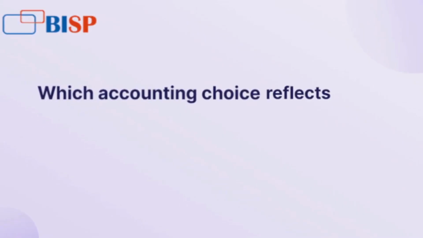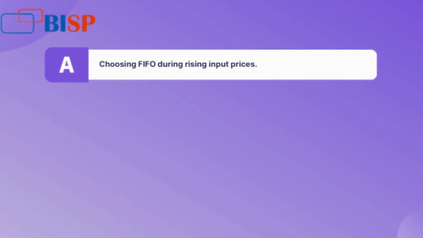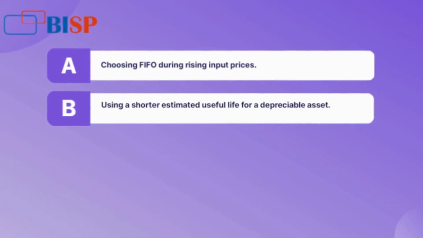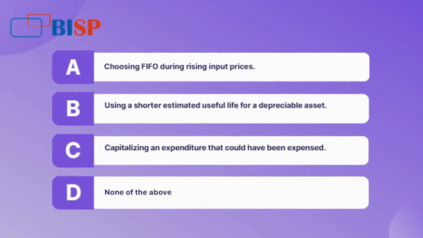Which accounting choice reflects conservative accounting? A. Choosing FIFO during rising input prices. B. Using a shorter estimated useful life for a depreciable asset. C. Capitalizing an expenditure that could have been expensed. D. None of the above.